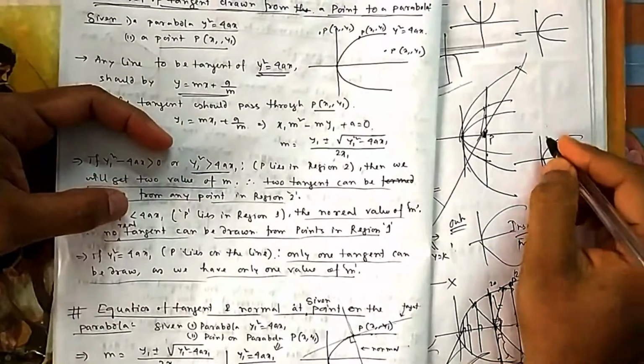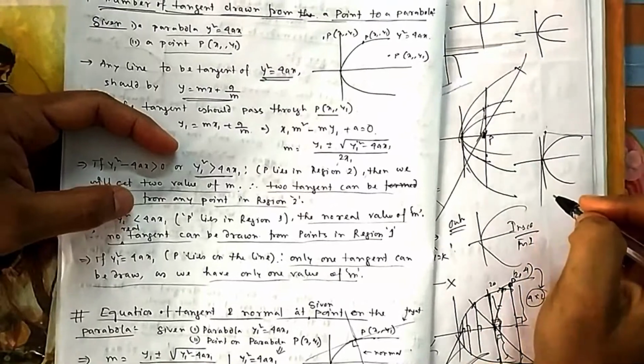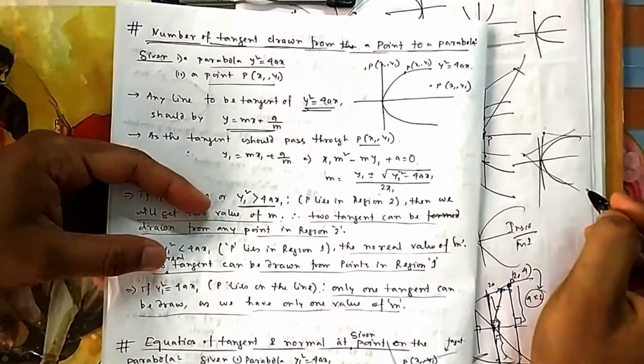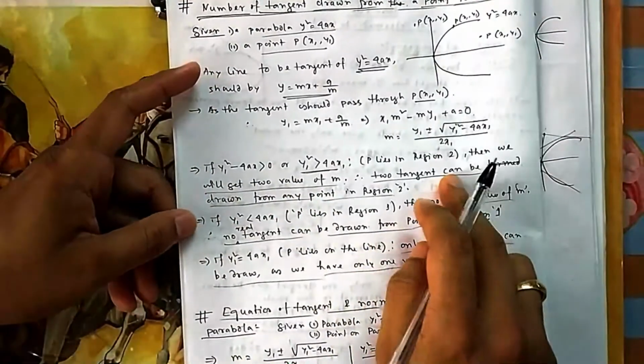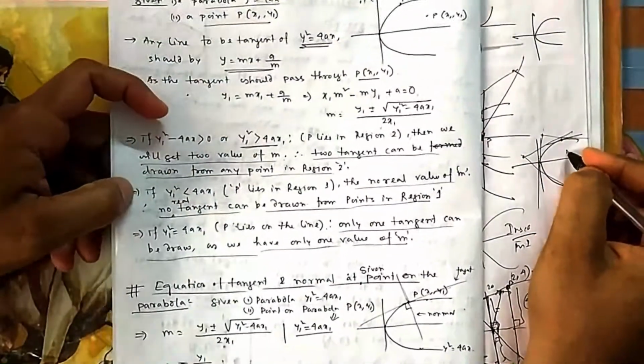Suppose this is my parabola. If my point is here, one tangent can be drawn in this way and one tangent can be drawn in this way. So obviously 2 tangents can be drawn. If my point is here, one can be this side, one can be this side. So if it is outside in region 2, then you can draw 2 tangents. If it is on the line, then you can draw only one tangent. If it is inside, then no tangents.